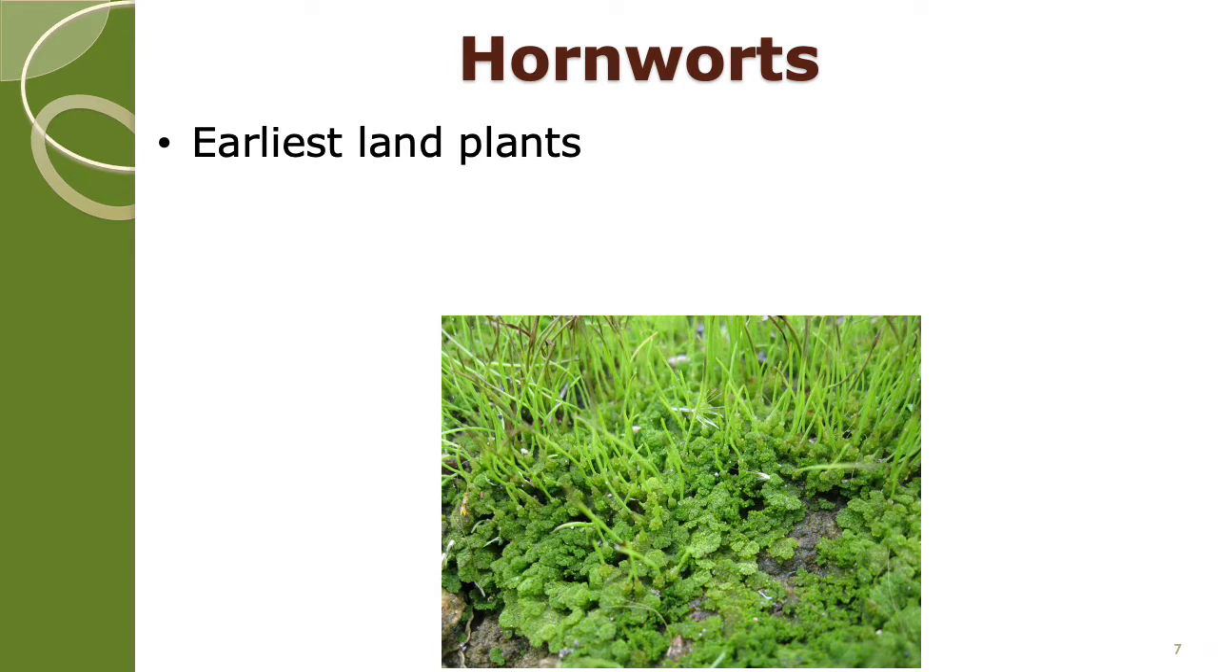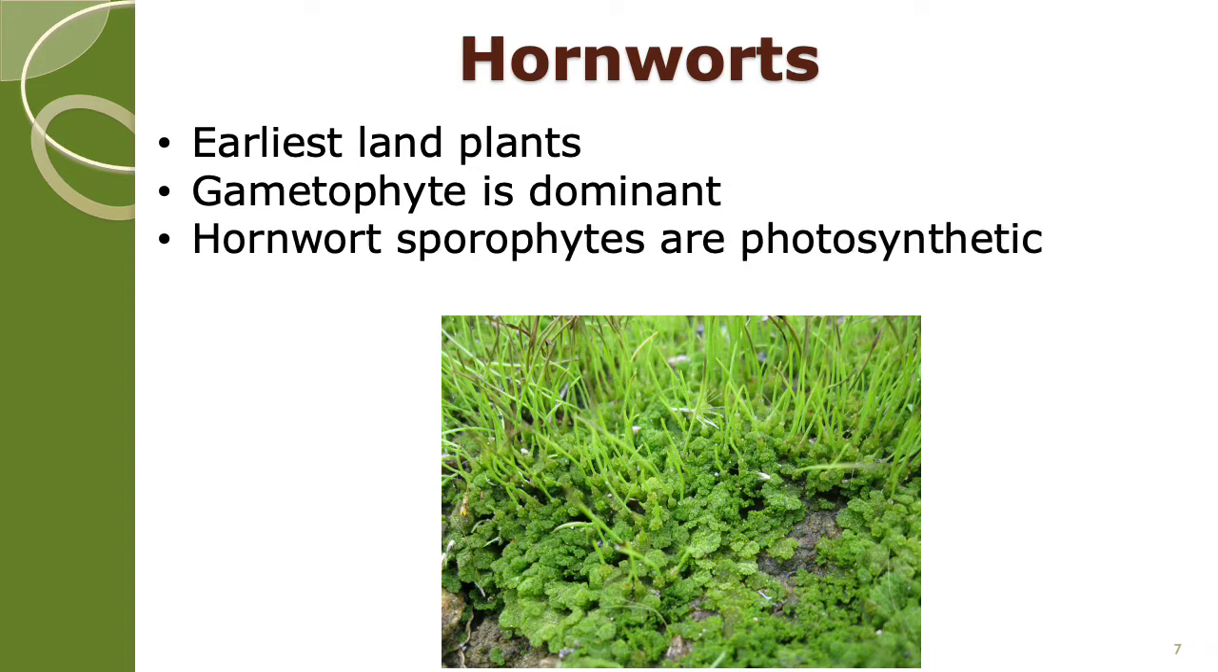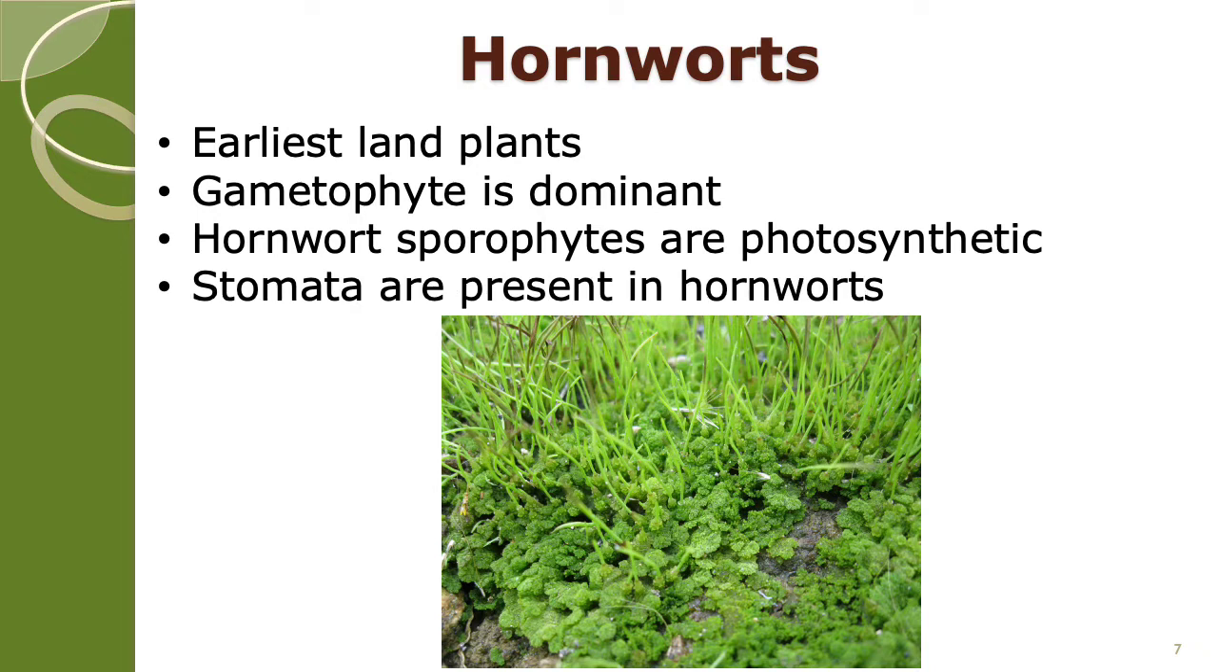Hornworts are the earliest land plants. In the case of mosses and liverworts, they have to be close to a water body. But in the case of hornworts, they're more terrestrial in nature compared to the liverworts and the mosses. Similar to the mosses and the liverworts, the gametophyte is the dominant part of the plant's life cycle. And unlike what we saw in the case of mosses, the hornwort sporophytes are photosynthetic in nature. Stomata are also present in hornworts. Now when we look at the picture, all those vertical grass-like shoots that you are seeing are actually the sporophytes, and the green portions that are attached to the ground, that is the gametophyte of the hornwort.